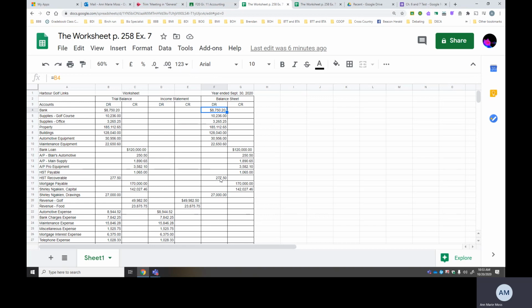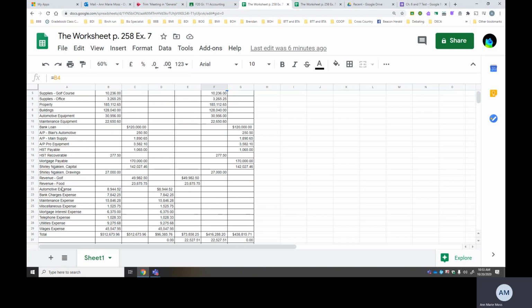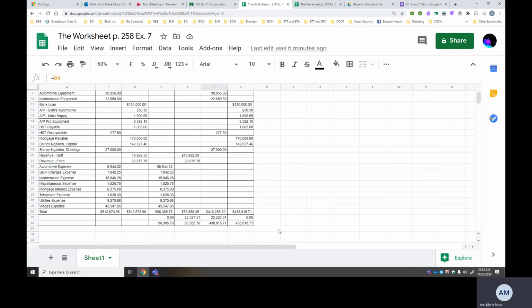fall under balance sheet. Some of them will be debits and some of them will be credits. In particular, pay attention to your HST recoverable, which has a debit balance, as well as your drawings account, which has a debit balance. Then we move down to the next set of accounts, which are income statement accounts. You've got your revenue accounts, which have credit balances, and then your expenses, which have debit balances. And again, we're going to sum them up, and you'll notice that these 2 figures are different as they are over here.